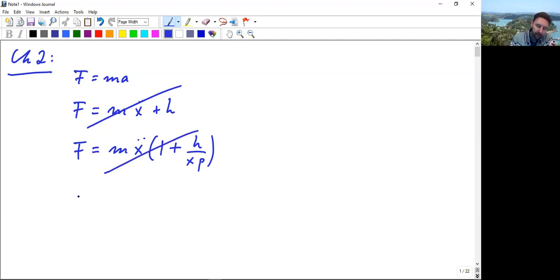You can try then perhaps F equal to m x double dot times 1 plus xp over h. Maybe this does the trick and we suddenly get quantum physics. Of course it doesn't, because h is a tiny number. This expression would be huge. So that doesn't work either.